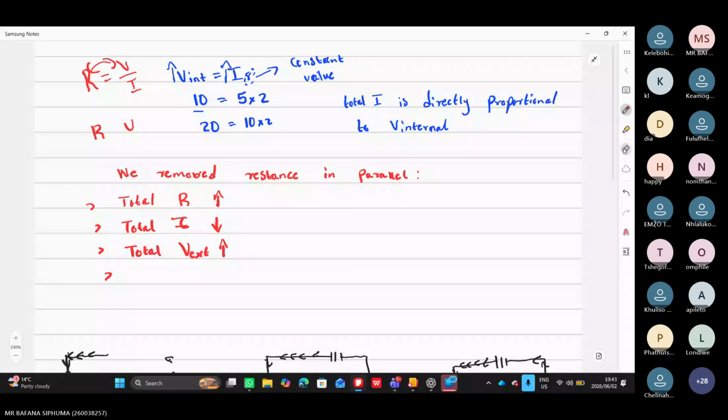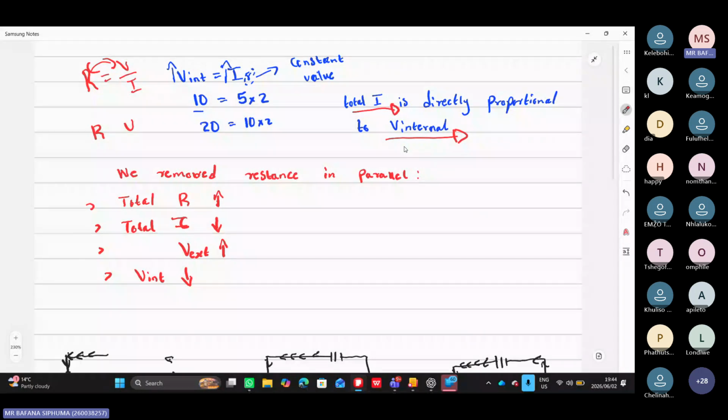Just say V external. We can't say V total, V external, but okay. Just say V external will increase on your statements. Then your V internal, V int, is going to what? To decrease. Why? Reason being that total current and internal voltage are directly proportional to each other. When the other one increases, the other one decreases, and so on and so on.